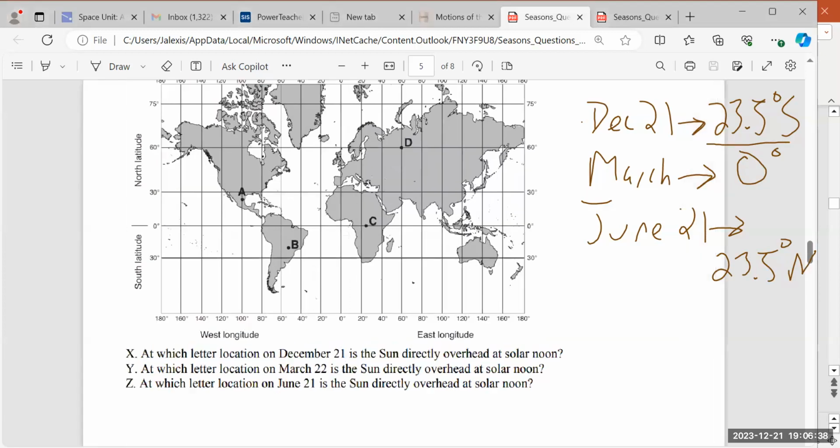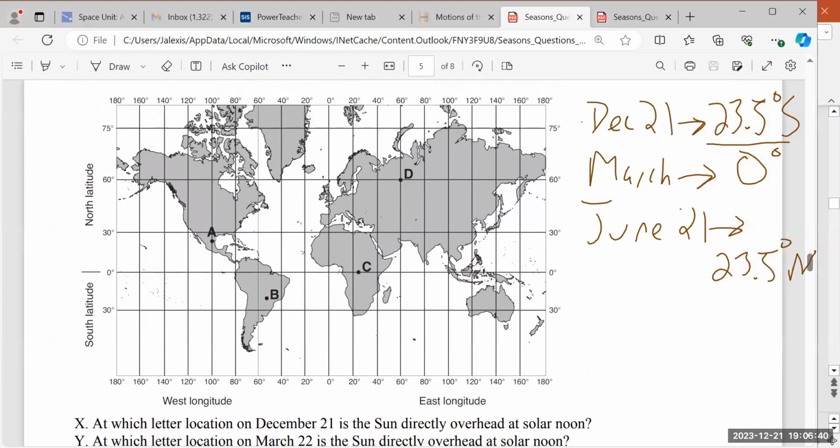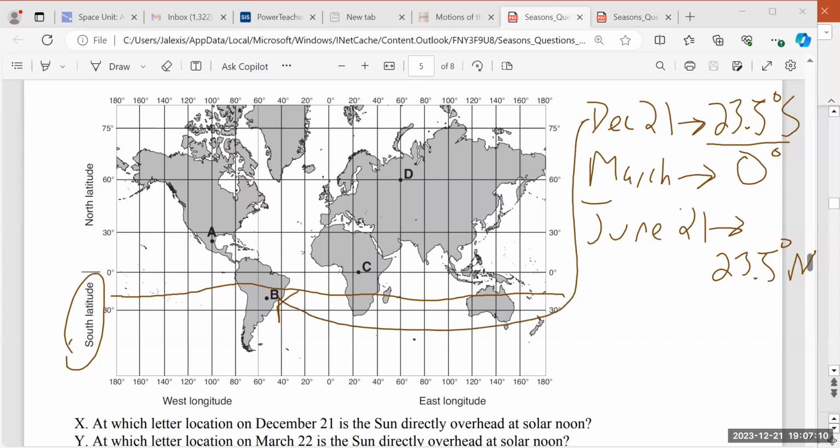When I zoom in, 23.5 degrees south looks to be right south latitude right here. So 23.5 degrees south will be somewhere around here. And what letter is that close to? About to draw a line. I know it's not the same. So that lets me know automatically the letter B. December 20 is for letter B.